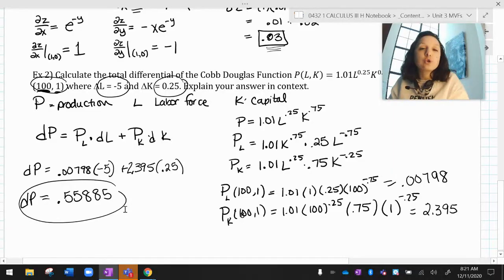So whatever your production is measured in, whether it's measured in profit, or in widgets that you produce, whatever it is, if you decrease labor by 5 and increase capital by 1/4, your production will increase by around 1/2.